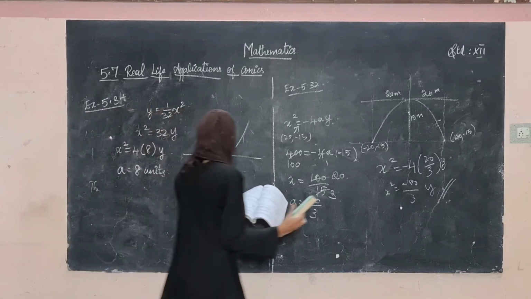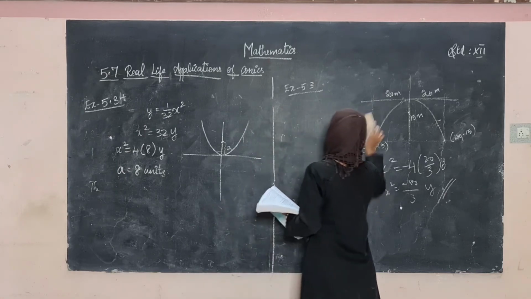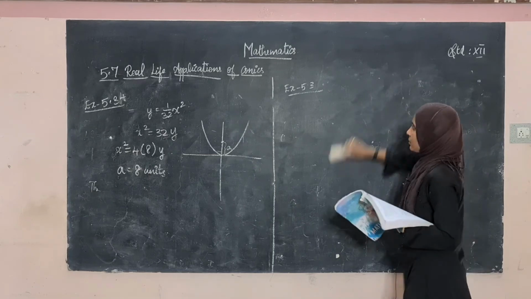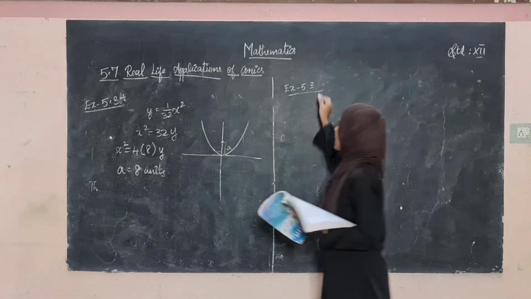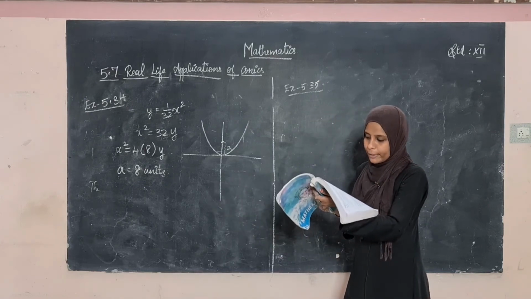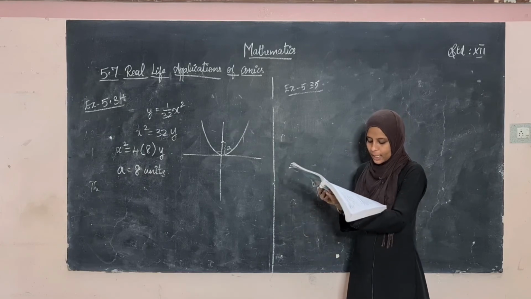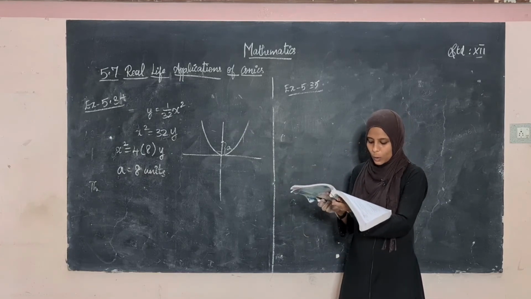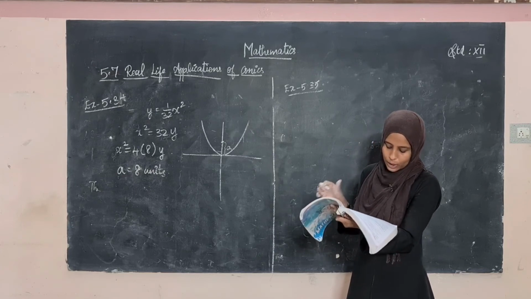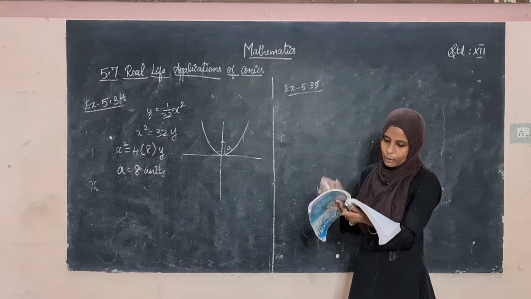Now let us see the next example. Example 5.35. A searchlight has a parabolic reflector, which has a cross section that forms a bowl. The parabolic bowl is 40 cm wide from rim to rim and 30 cm deep. The bulb is located at the focus.